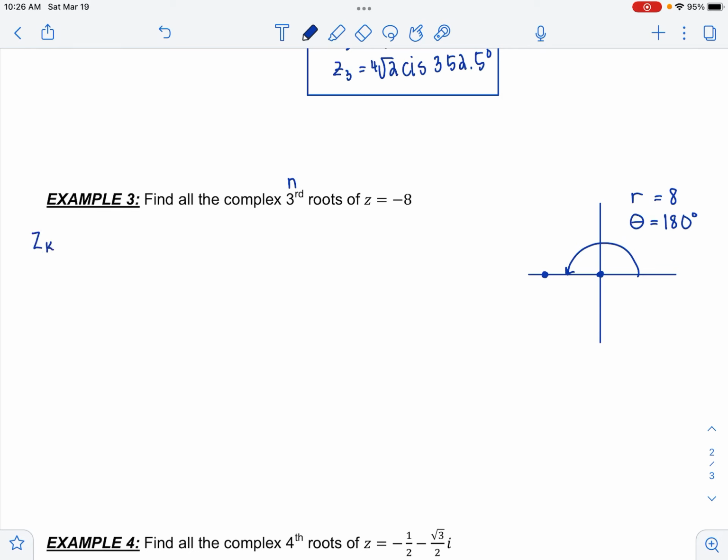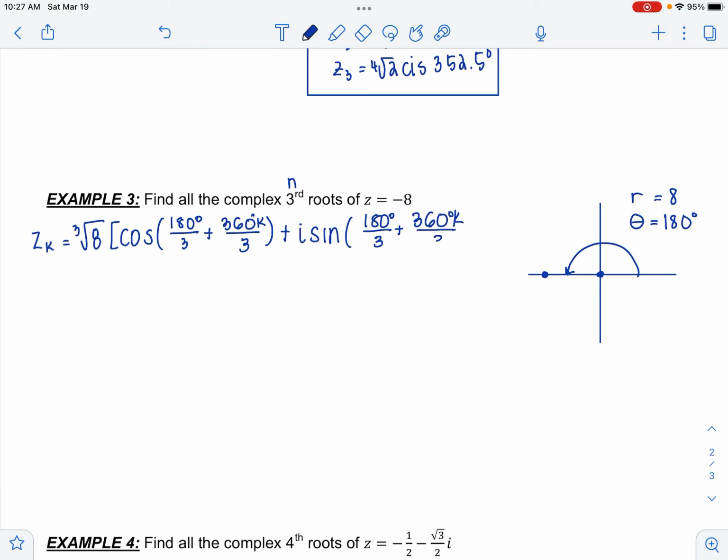We can find the nth roots. So we're going to do z sub k equals, I need the cube root of r, which is 8. And then we have cosine of my angle, which is 180, divided by n, which is 3, plus 360k divided by 3, plus I sine of the same thing. 180 divided by 3 plus 360k divided by 3. All right, let's go ahead and simplify this before we plug in 0, 1, 2.